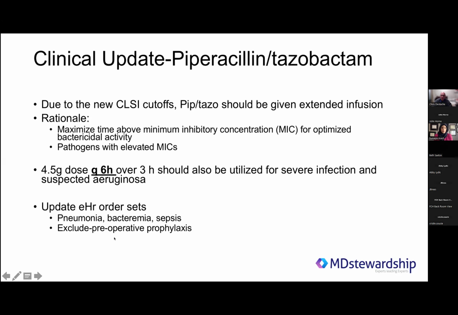And so they are recommending 4.5 grams every 6 hours over 3 hours. And that should be utilized for any severe infection or if you suspect Pseudomonas in your patient. So there's going to be lots of differences that are going to be needed for this. You're going to have to update some of your electronic order sets for pneumonia and bacteremia and sepsis, but certainly it excludes your pre-op prophylaxis.